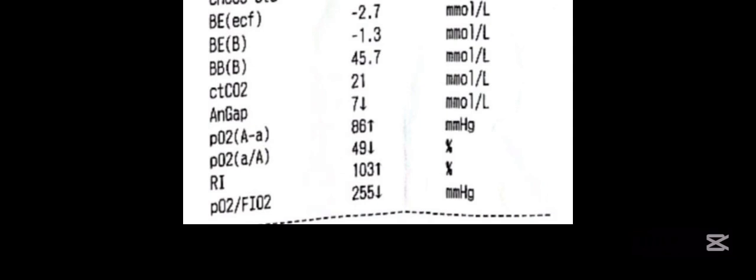Now check the bicarbonate, which is 20 milliequivalents per liter. It is lower than normal, meaning the kidneys are trying to compensate by excreting bicarbonate. But the compensation is only partial, not complete. Anion gap is 7, which is low. So overall, this ABG shows primary respiratory alkalosis with partial metabolic compensation.